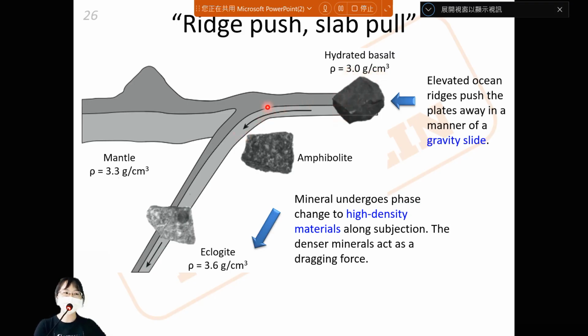Once it enters the subduction zone, it will be squeezed, then it will undergo metamorphism. It will turn into amphibolite and later to eclogite. Its density increases over time from 3.0 to 3.6. Minerals will undergo phase change to high-density minerals. The denser mineral will act as a dragging force. So the ultimate dragging force of slab pulling is these high density minerals. Last time I asked you, do you think the density difference from this one to this one is large?